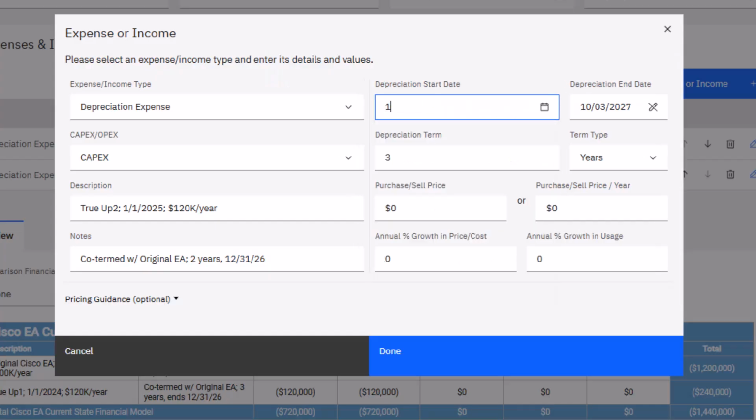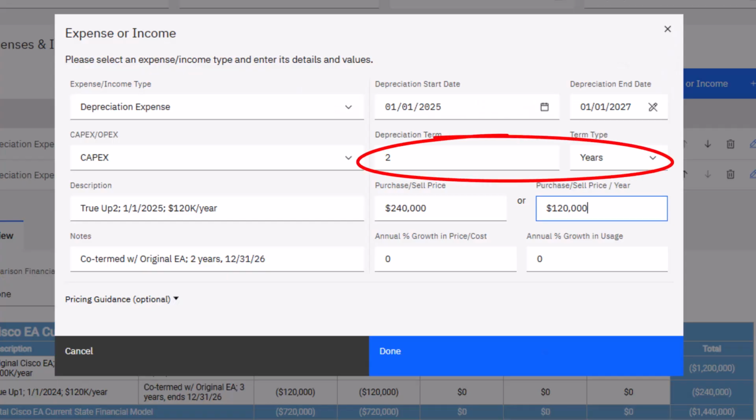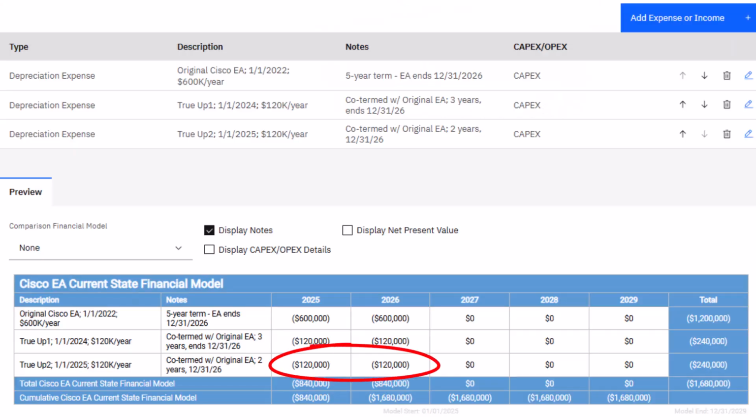And we've got a second true-up that's starting on January 1st, 2025, also for $120,000 per year. And this second true-up also co-terms with the original EA end date of 12/31/2026. So it's going to have a term of 2 years. And so in our financial model, we'll see $120,000 in 2025 and $120,000 in 2026.